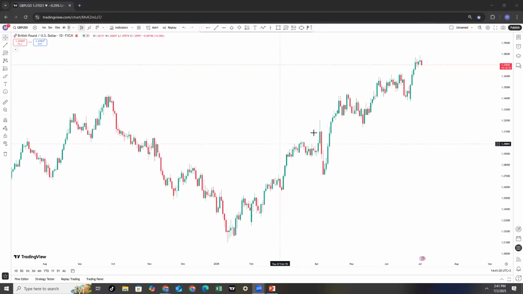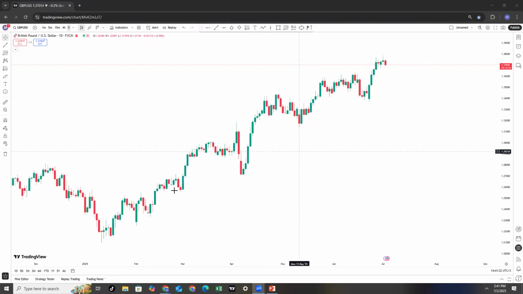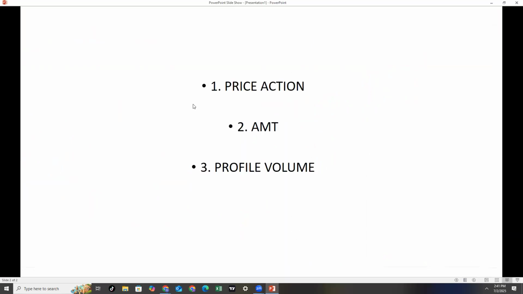Hello everyone. So I want us to do a complete analysis on pound USD where I am going to combine a number of strategies, or even the few points that we are going to use. So number one, we are going to use pure price action, that is basically doing the analysis, which is price action. Number two, we are going to use AMT strategy. Then number three, we are going to use the profile volume. So most of the time, the profile volume is used to visualize the AMT in our strategy.